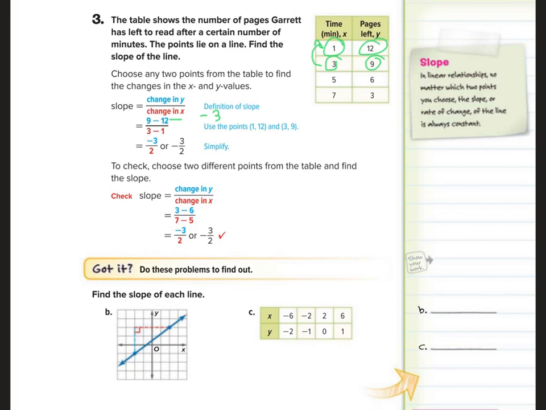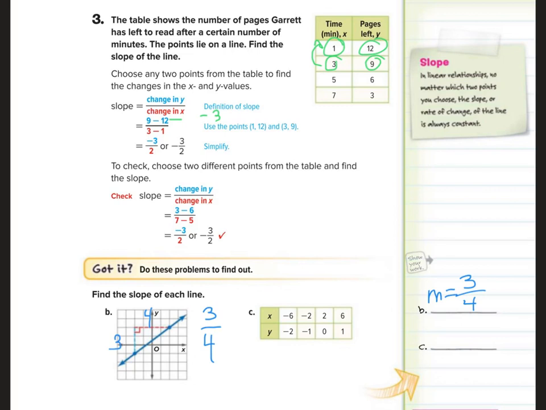It says find the slope of each line. So looking at B, we're trying to find the rise over the run, and it's pretty easy to see that the rise is 3, and then over, so the run would be 4. So it would be 3 over 4. So B is 3 over 4, and I'm going to set that equal to m, because that'll help us later when we move on to y equals mx plus b format.